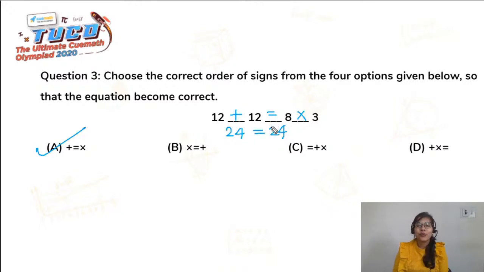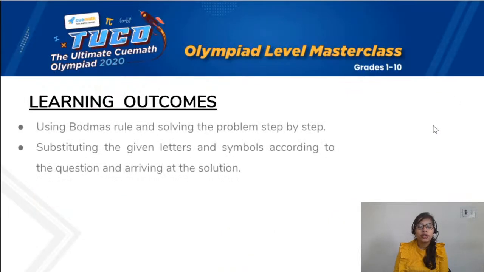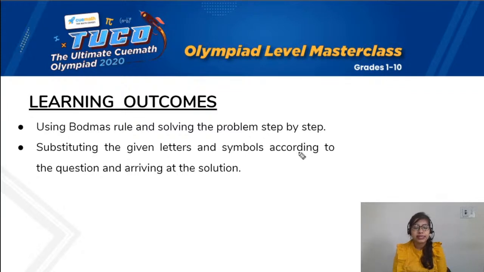Okay. Alright, so with this, we are going to quickly wind up the session with our learning outcomes. So here goes our learning outcomes. We have studied about the BODMAS rule and solving the problem step by step. We have studied about substituting the given letters and symbols according to the question and arriving at the solution.